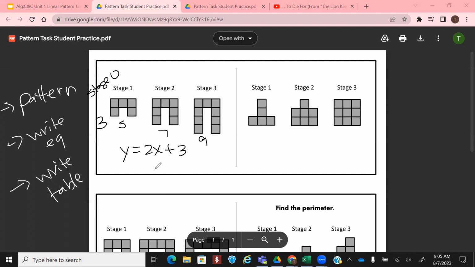Now we're going to write the table. So at stage zero, we had three. At stage one, we had five. At stage two, we had seven. And at stage three, we had nine. So all I did was turn these numbers into a table.